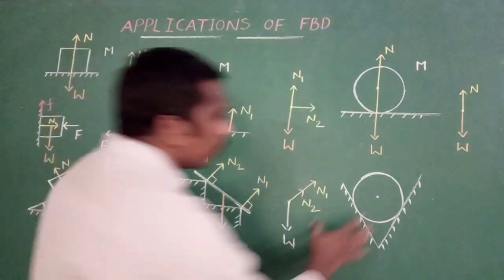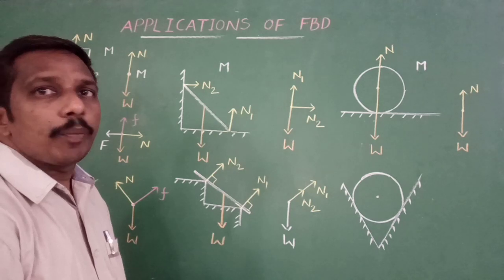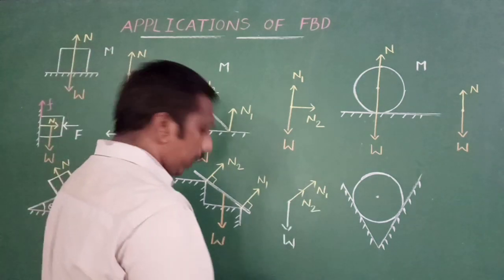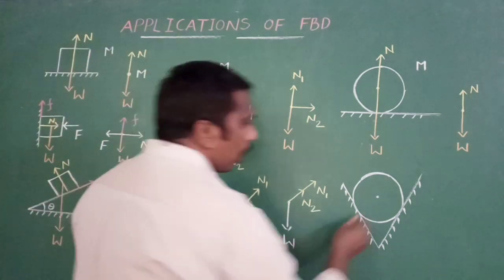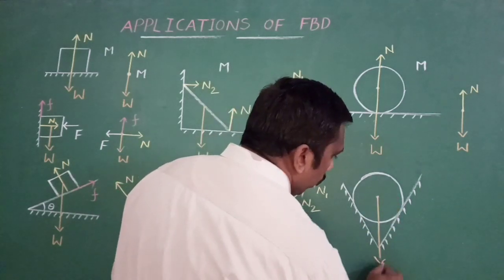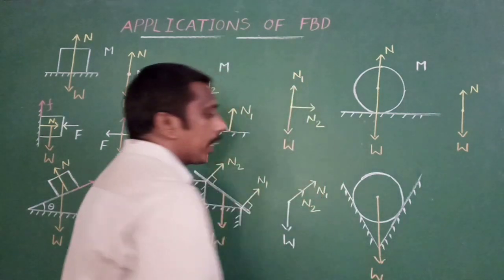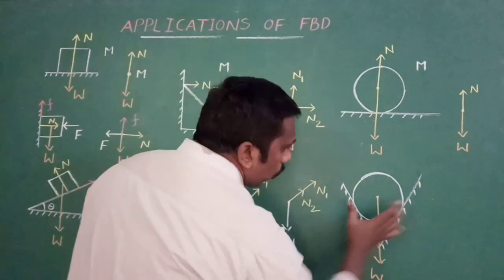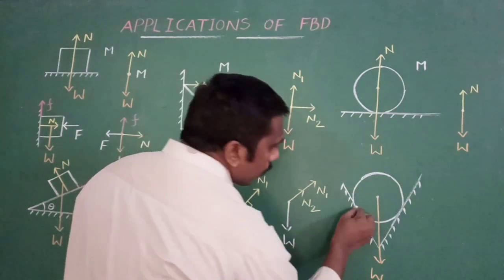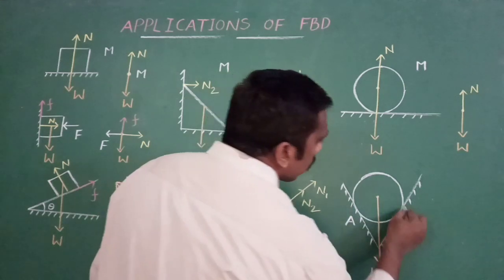And come to this one. A sphere is placed in a V-shaped groove. In this case, how to find the forces? Now, wherever you place an object, its weight acts vertically downward. So, this is the weight W. Next, here two points are there, two contact points. Suppose this contact point is taken as A and this contact point is taken as B.